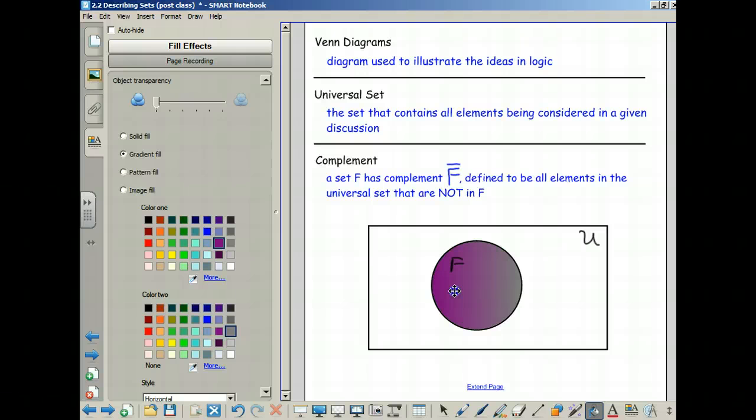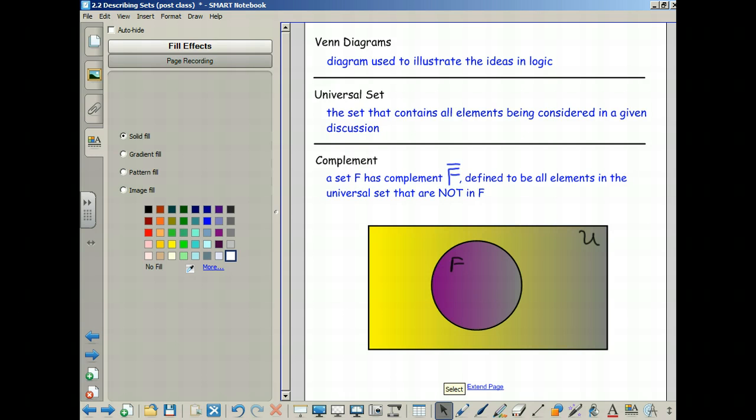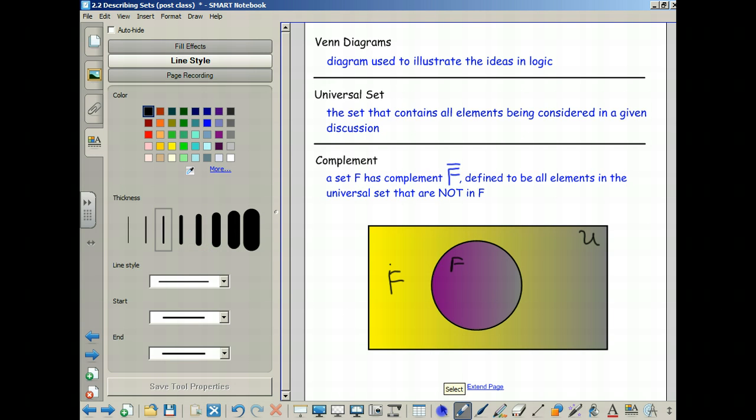F with the bar on top, the complement, would be everything outside of it. It's all the dead space and the white space outside. So F complement is out here, visually. So we can talk about shading in this sort of a way. We can talk about describing items in sort of a way, and I think that's where we're headed next, the describing idea.